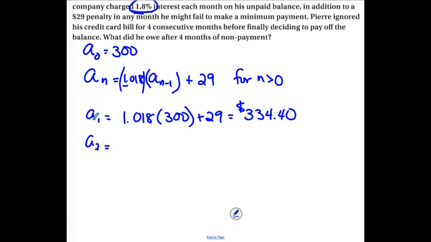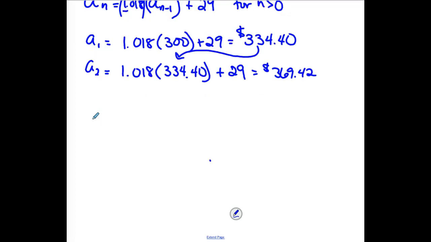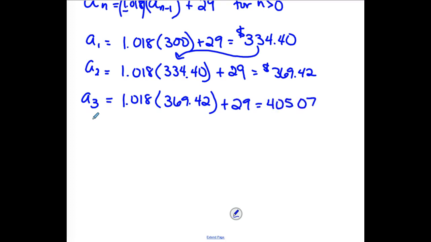My next month, I am paying that extra 1.8% interest on the previous month's bill, and I still haven't paid it off. Now they're saying I owe this much plus the extra $29 fee. Again, with our calculators, that total comes out to be $369.42. Okay, still don't make a payment. So month 3 rolls around. I am now paying an extra 1.8% interest on the $369.42 that I've added up to here, plus my $29 in a late fee, and now I am at $405.07.